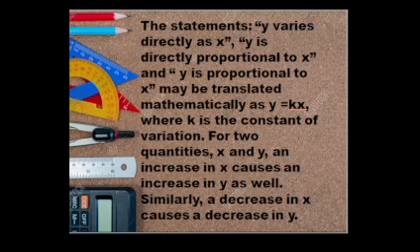For two quantities x and y, an increase in x causes an increase in y as well. Similarly, a decrease in x causes a decrease in y. So that's direct variation. If one quantity will increase, the other will increase too. If one quantity will decrease, the other will decrease too.